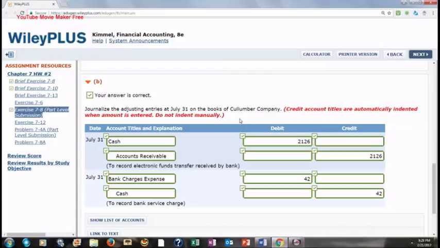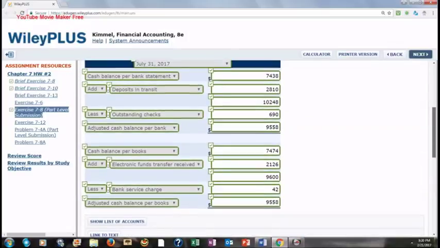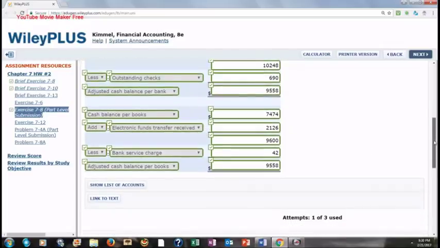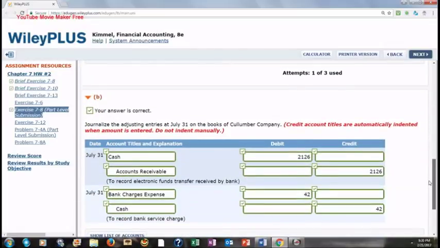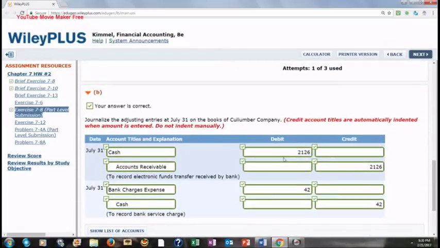The next thing that we were asked to do on this one is to journalize the changes to our books so that we can adjust our records to match the bank account. And the first thing we do is we debit cash for 2126, and that is up here. That is the electronic funds transfer that we received in our bank account. So we are going to go over here and debit cash for 2126 and credit accounts receivable for 2126.